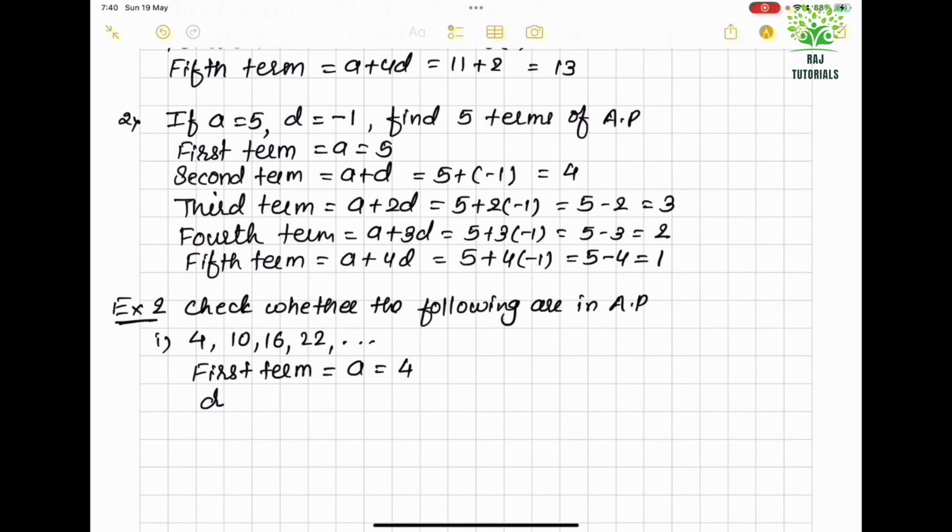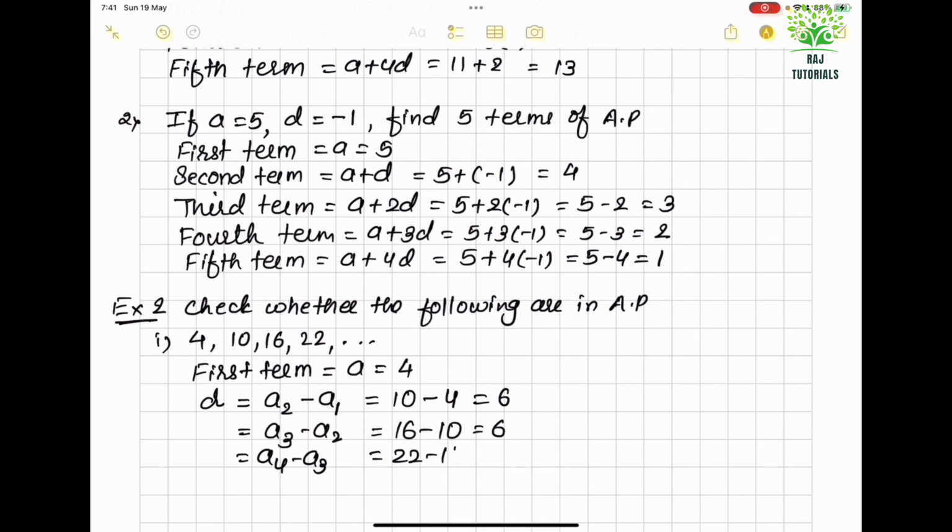See, to find D, what do I have to do? D equals A2 minus A1, that is second term minus first term. So that will be 10 minus 4, so 6. Now for the third one, I will do A3 minus A2. So I will get 16 minus 10, so that is also 6. Then A4 minus A3, so 22 minus 16, that is also 6.